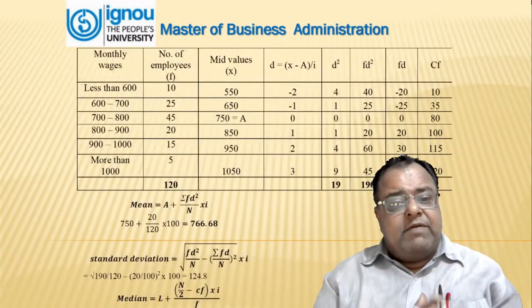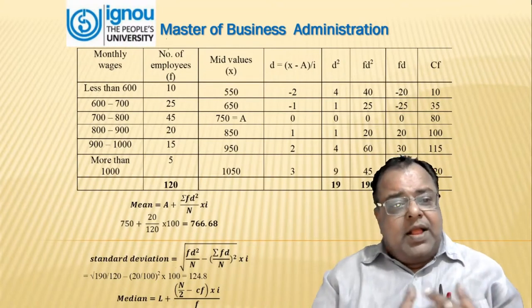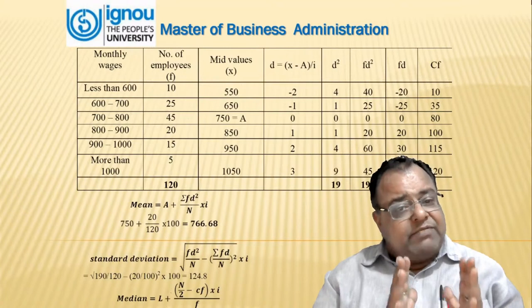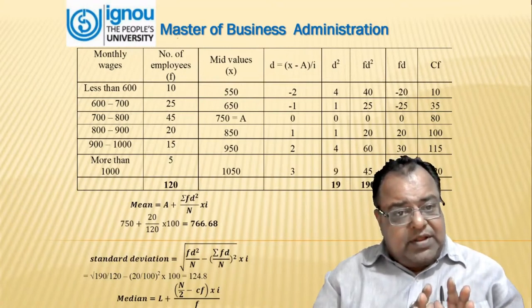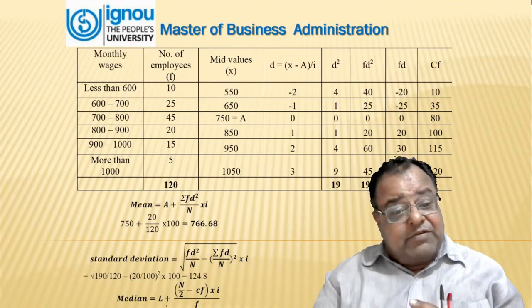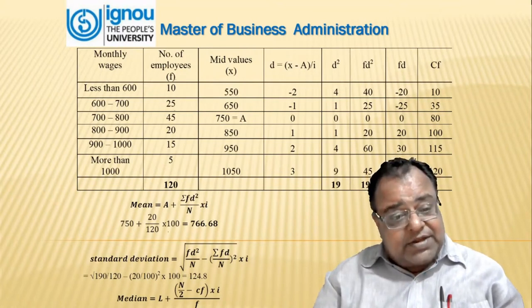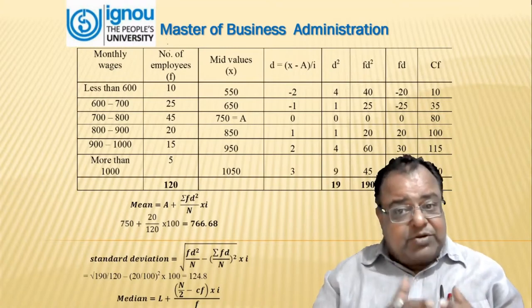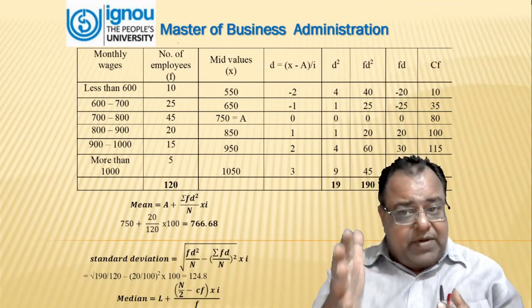The data has been converted into this table of monthly wages and number of employees, that is, the frequencies given to us. We have to calculate all these columns for the different values because we will be calculating standard deviation, mean, quartile, median. So I'm showing all these calculations in a particular problem.